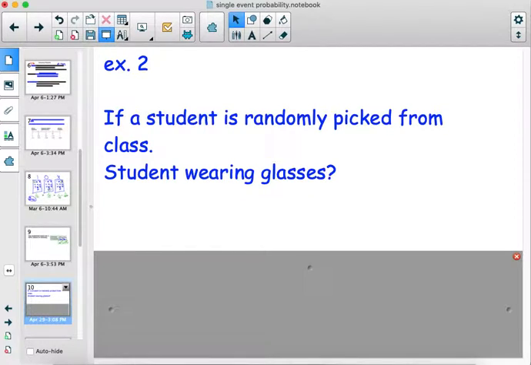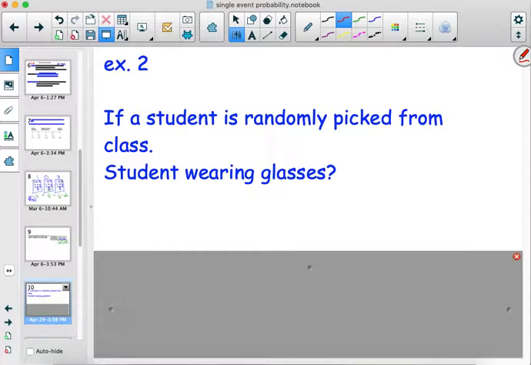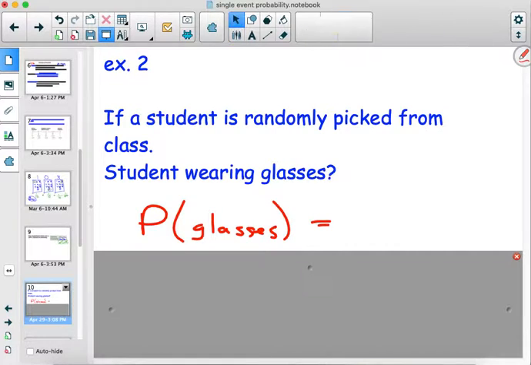And just so you guys are familiar with mathematicians, mathematicians are lazy. They don't like spelling out stuff. So in probability, they just put capital P. And then what they're talking about, probability of picking somebody with glasses, they put it in parentheses, and they're going to say equals. This means the probability of picking somebody with glasses equals.